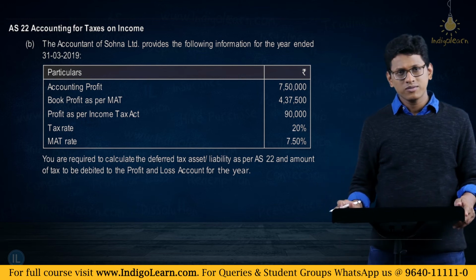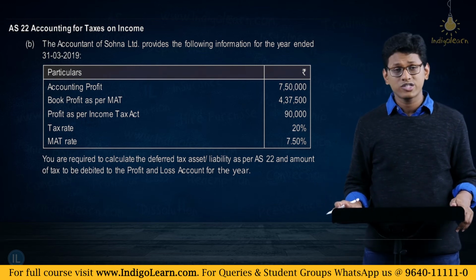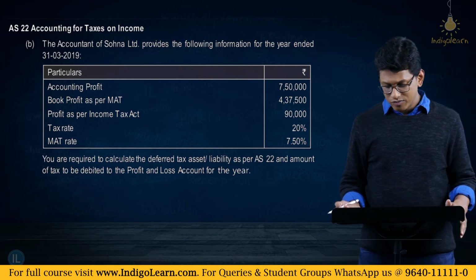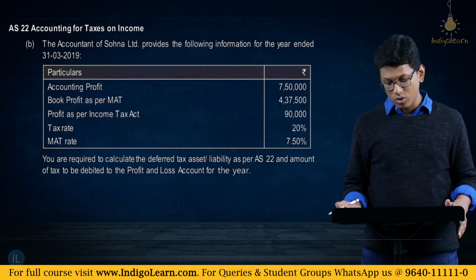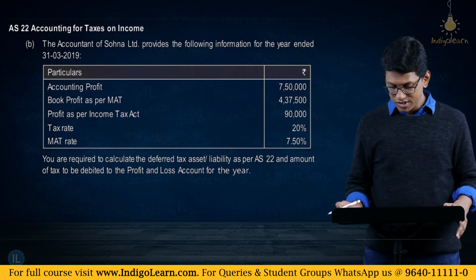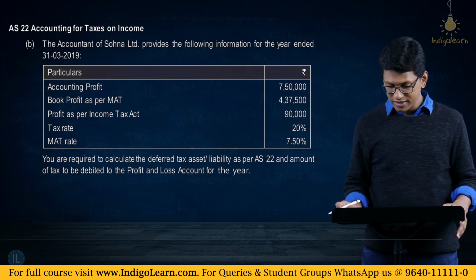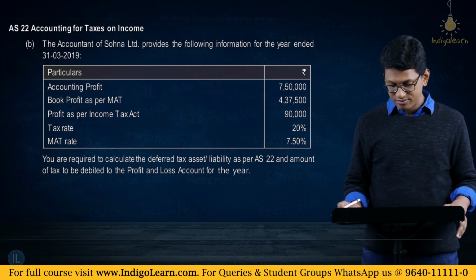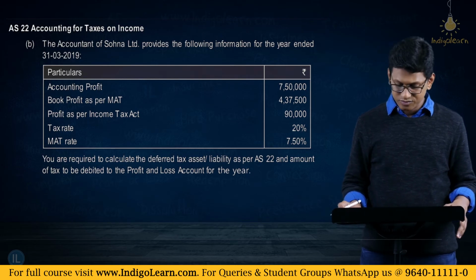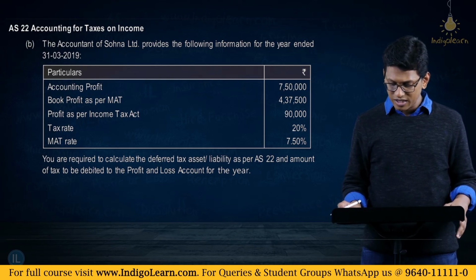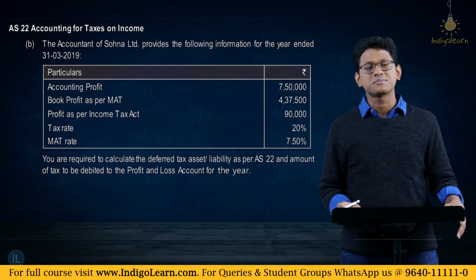Now, let us look at one question. It's an interesting question, an important question from AS 22 on deferred taxes. The accountant of Sona Limited provides the following information for the year ended 31st March 2019: accounting profits, book profits as per MAT, profit as per Income Tax Act, tax rate, MAT rate. You are required to calculate deferred tax asset or liability as per AS 22 and the amount of tax to be debited to the P&L account for the year.